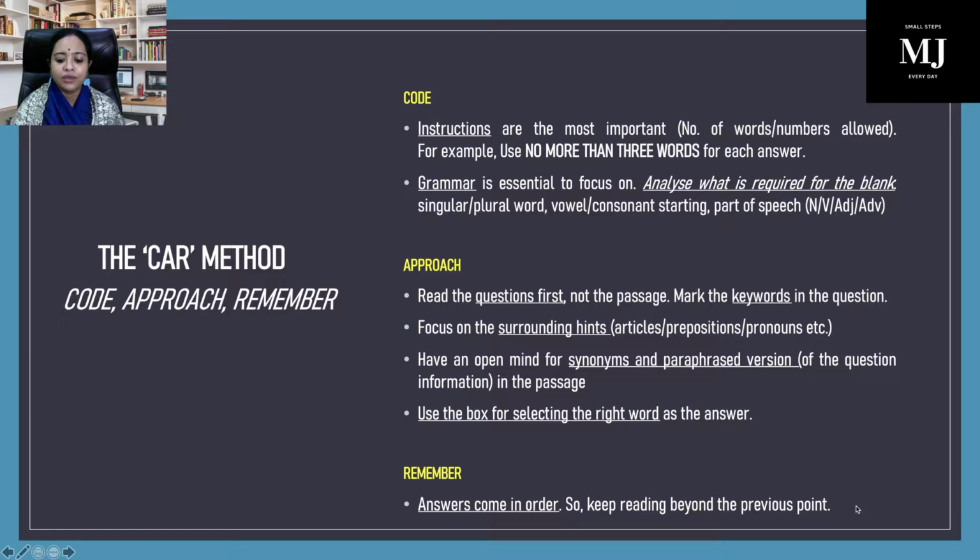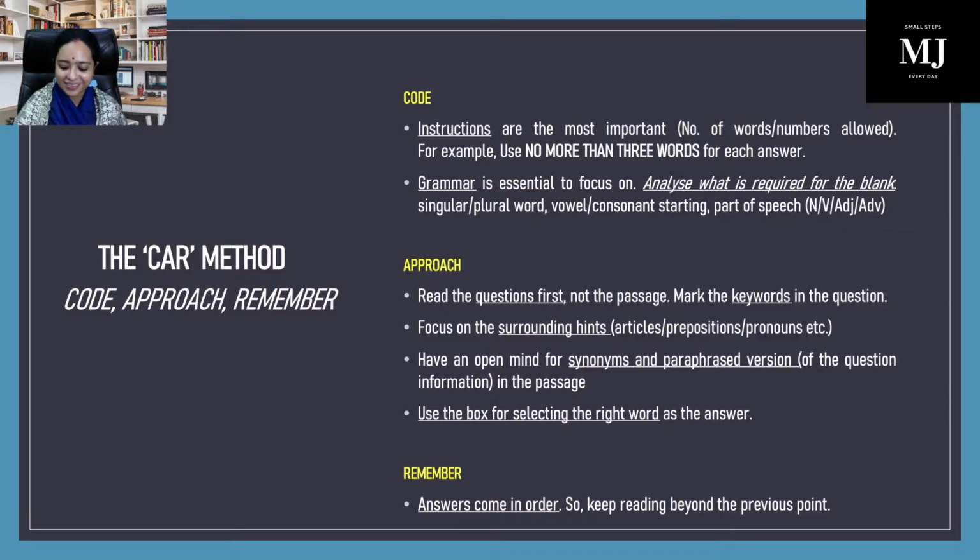So look for those. Now, when it particularly comes to the list style summary completion, guys, remember there would be a box. Now, this box would be having some words. That means there is a pre-selected list of words to help you out. In a short while, we'll look at the question completely and then things will be clearer. Remember, answers come in order, so don't start again from the beginning. Keep reading beyond the previous point. Keep these code, approach, and remember points in head to solve the question.